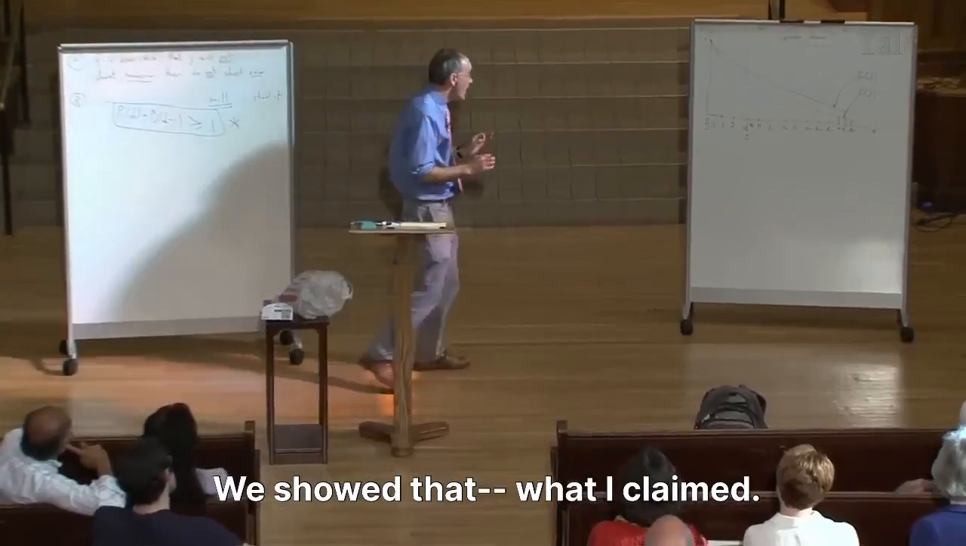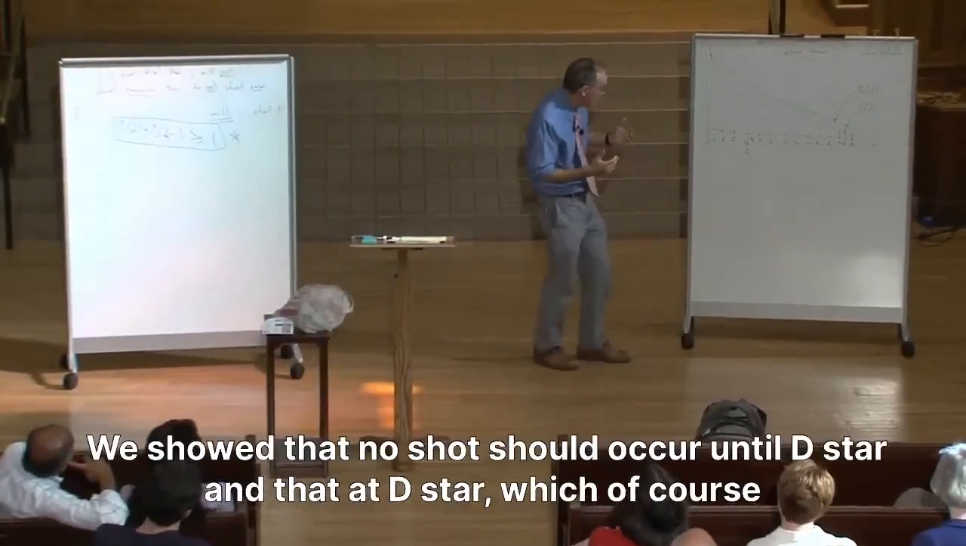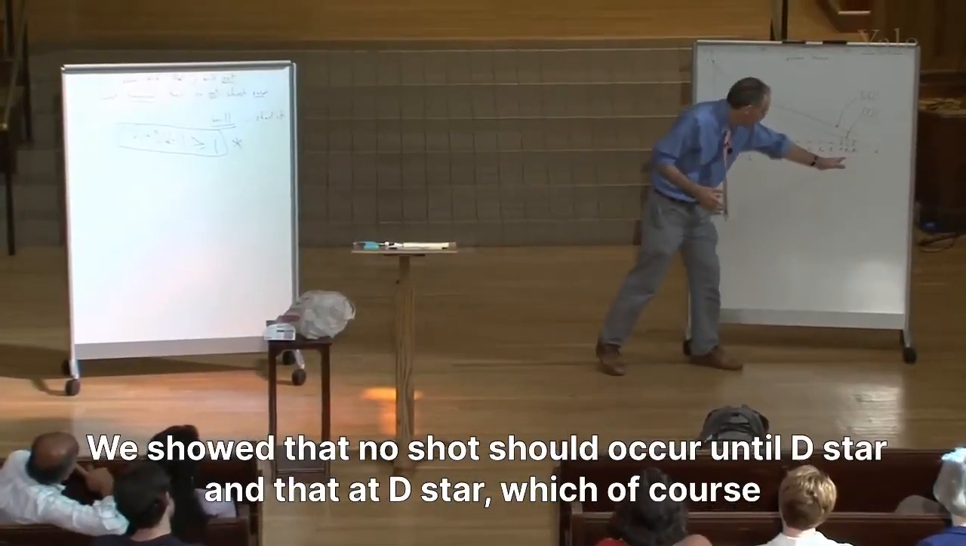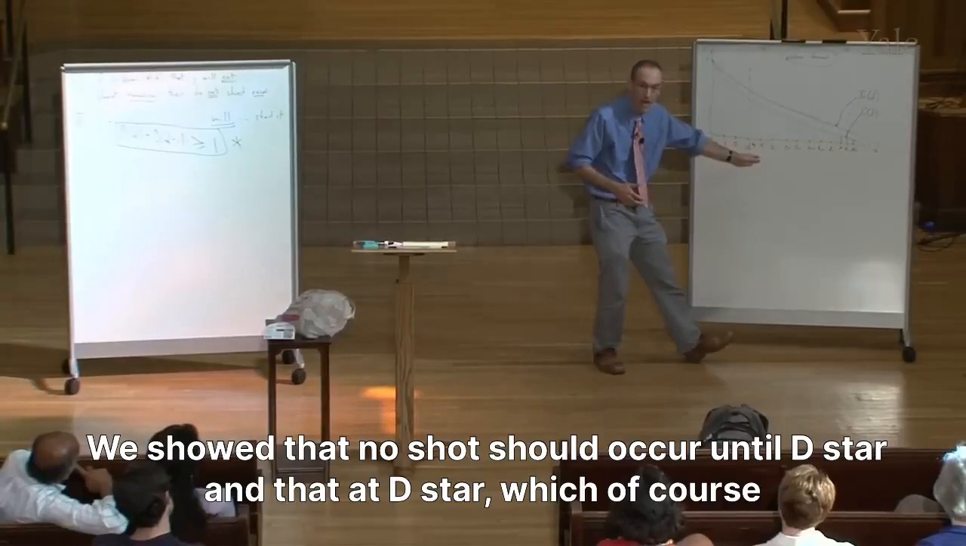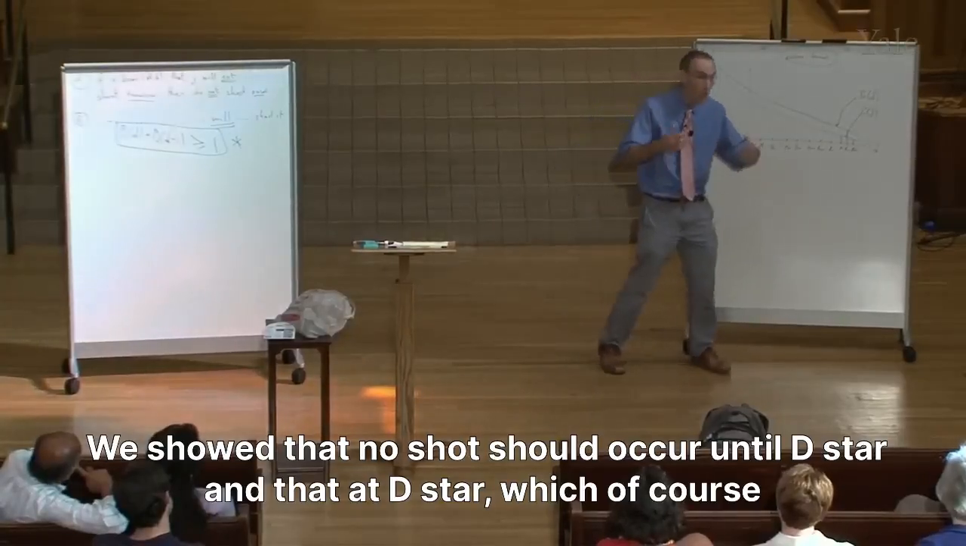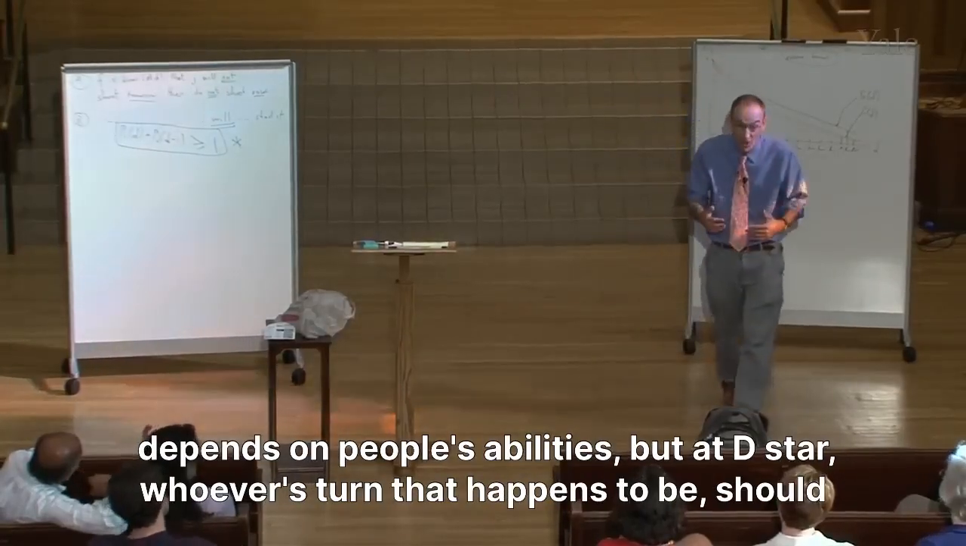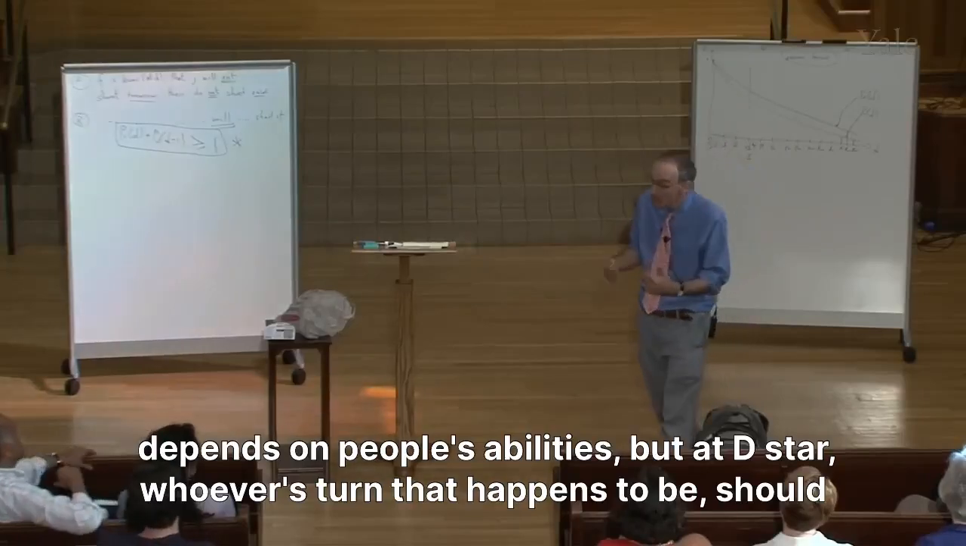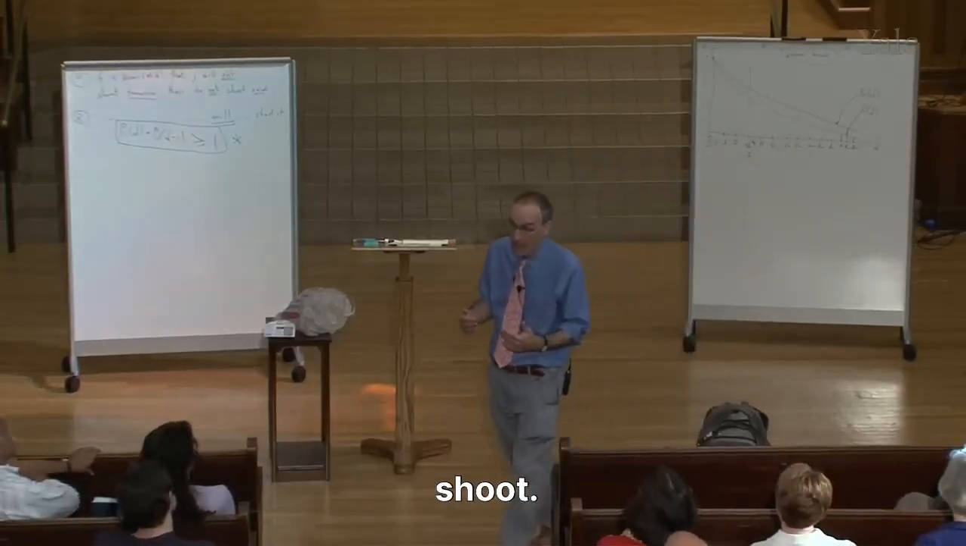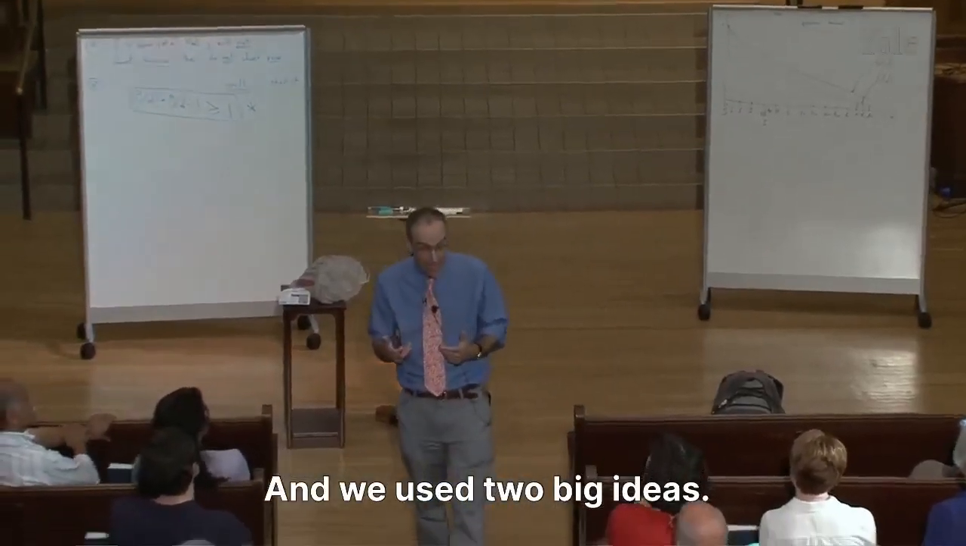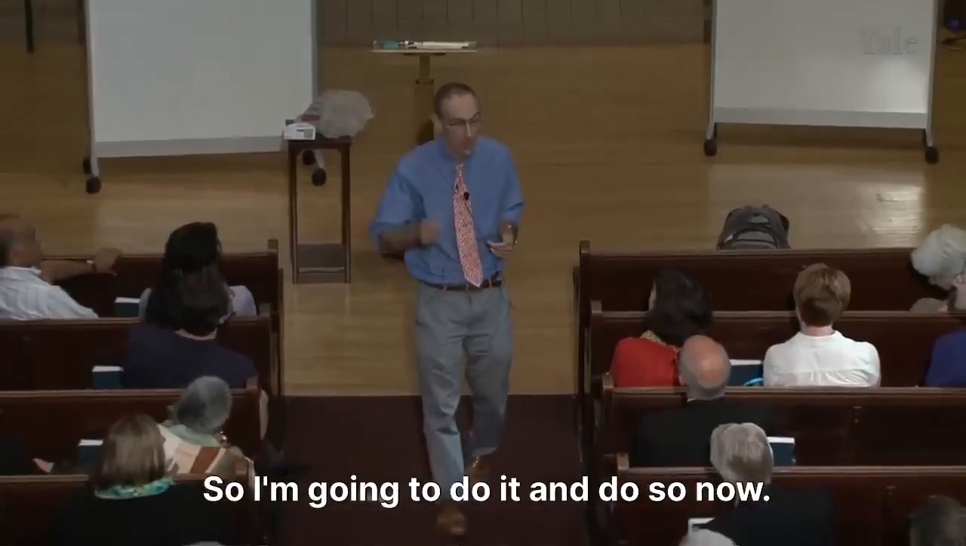We showed, what I claimed, that no shot should occur until D star, and that at D star, which of course depends on people's abilities, whoever's turn that happens to be should shoot. And we used 2 big ideas. I didn't point out the second one, so I'm going to do so now.